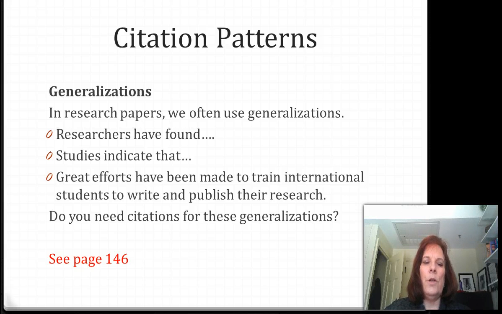The third pattern is generalizations. In research papers, we often use these. We might say researchers, meaning several researchers, have found blah, blah, blah. Or studies, several studies indicate. Or it might just be a general truth. Great efforts have been made to train international students to write and publish their research. We need citations for each of these. Usually we have two, three, maybe four citations. In a few fields, they will list up to 10 citations, but most of the time it's relatively few. But even though they are just general sentences, we still need to use citations. Look on page 146 for some more examples of this.